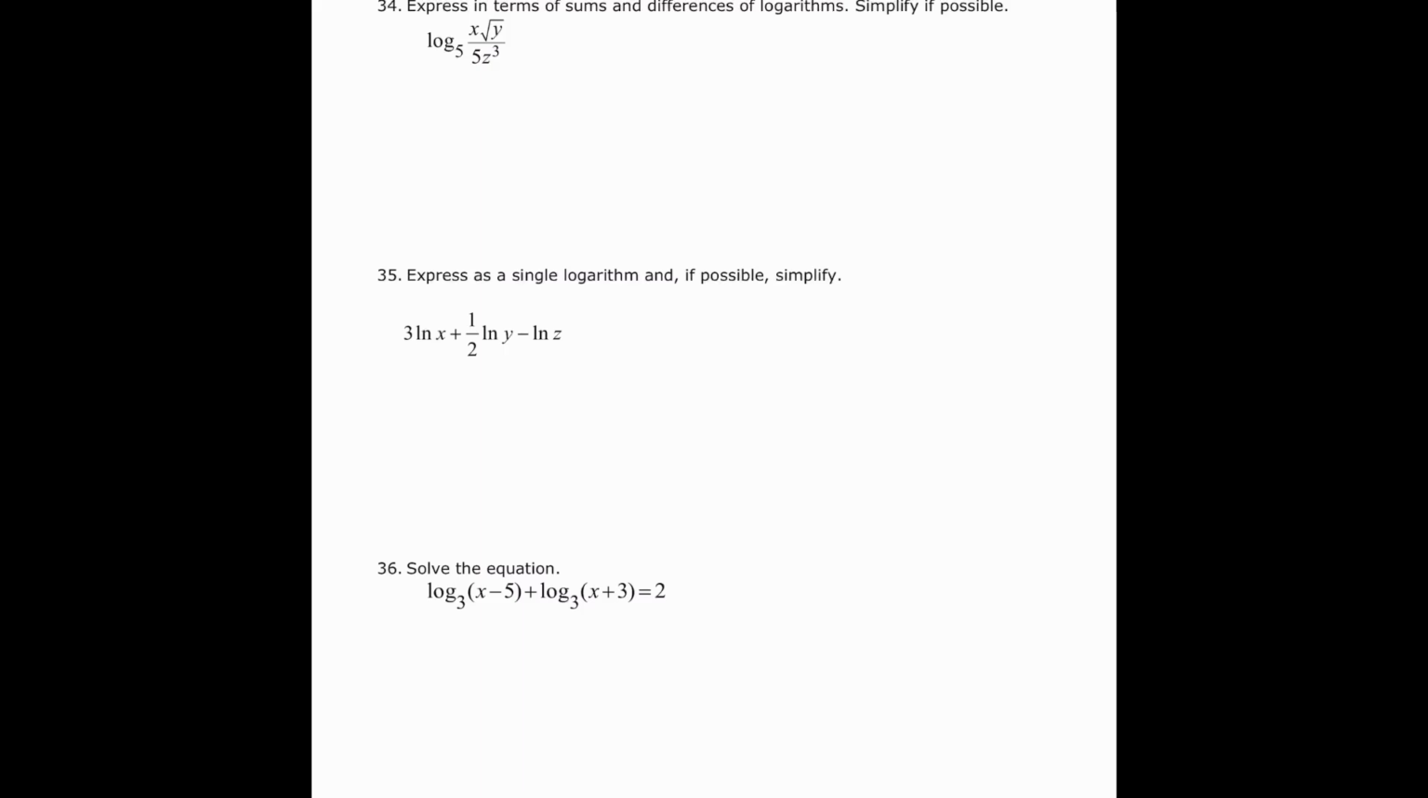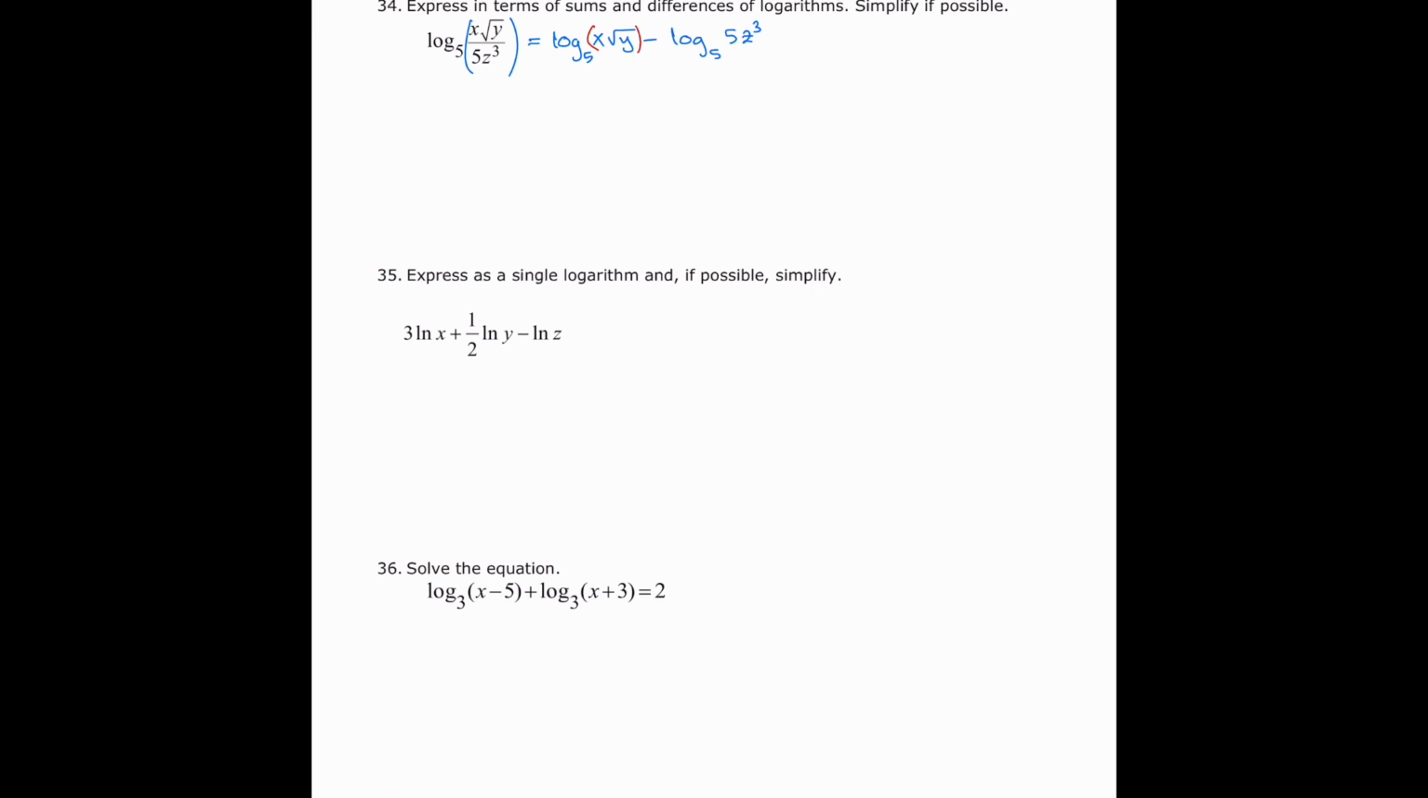Exam 4 review, question number 34. Express in terms of sums and differences of logarithms. Simplify if possible. So we have a division of arguments which can turn into log base 5 of x squared root of y minus log base 5 of 5z to the third power using the quotient rule.